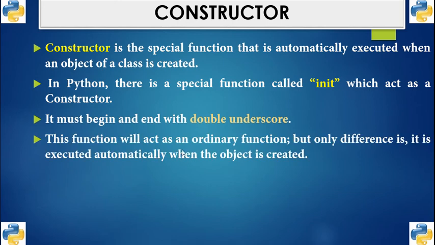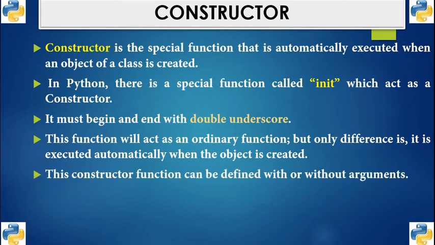This function will act as an ordinary function, but the only difference is that it is executed automatically when an object is created. So the init function does the same procedure as a normal function. What is the difference? A normal function we have to call with a calling statement. But here we need not call the init function, that is the constructor function. When we create an object, that function is invoked automatically.